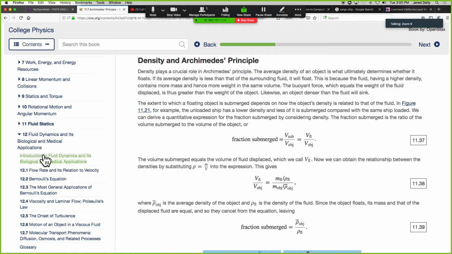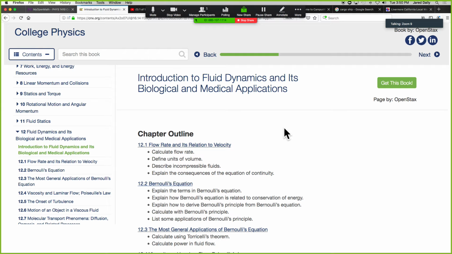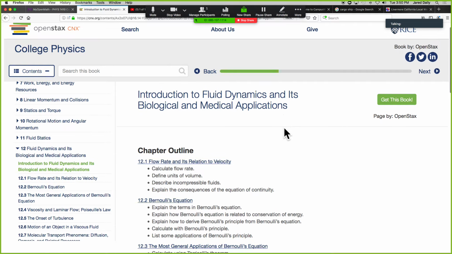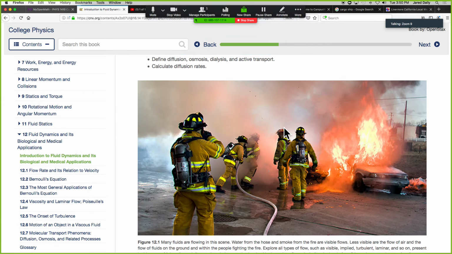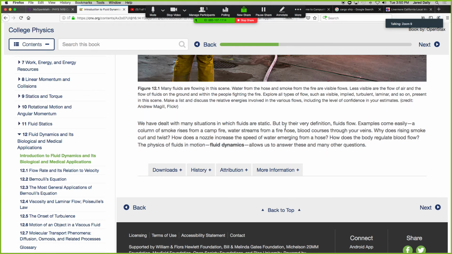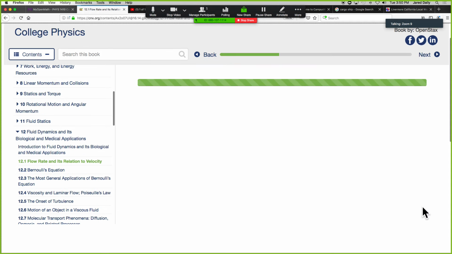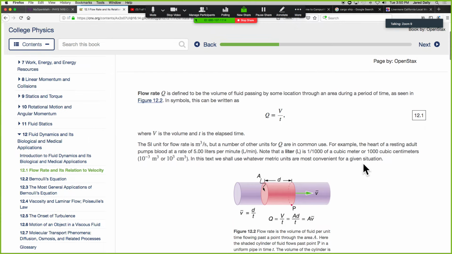Fluid dynamics. So chapter 12 is about how you fly an airplane. Biological and medical applications, that's not fun. We want to fly an airplane. It's also how fire hoses work and lots of other things. But fluid dynamics is a very interesting topic. And it has to do with when fluids start to move. And we're going to start off with fluids moving through pipes, because that's simple.